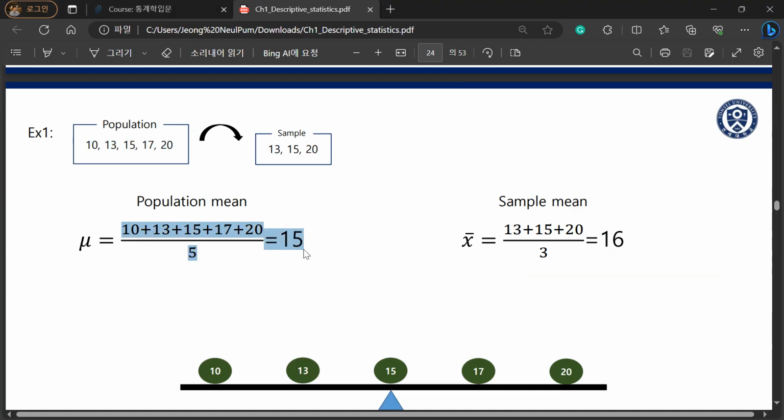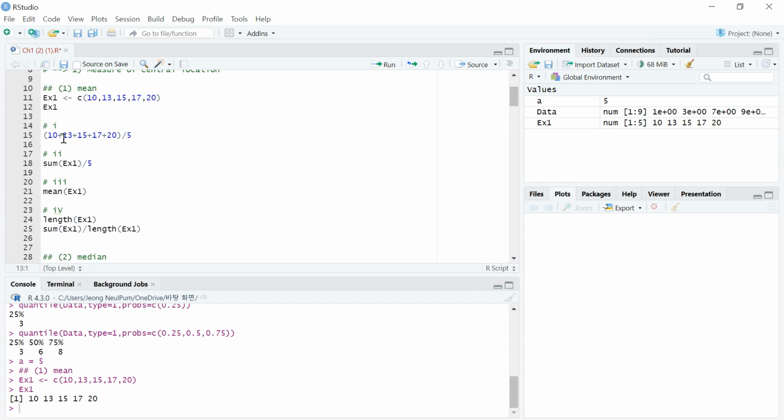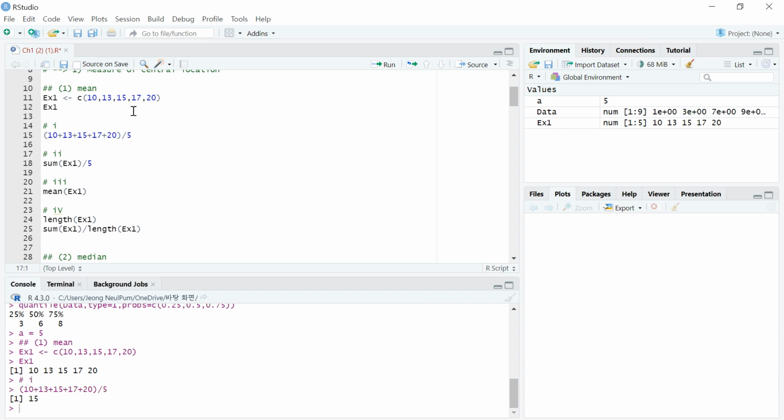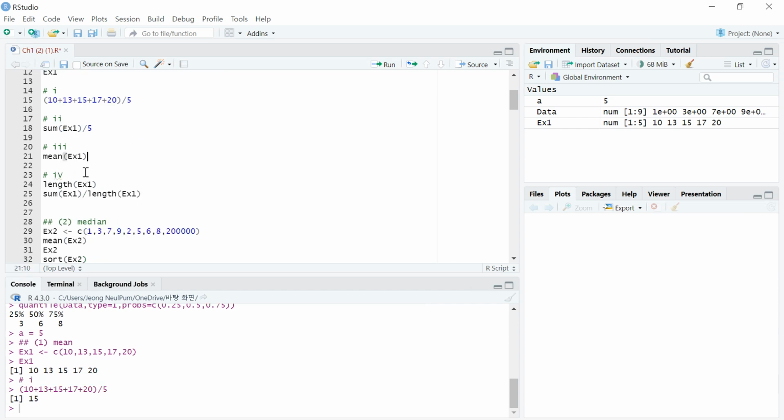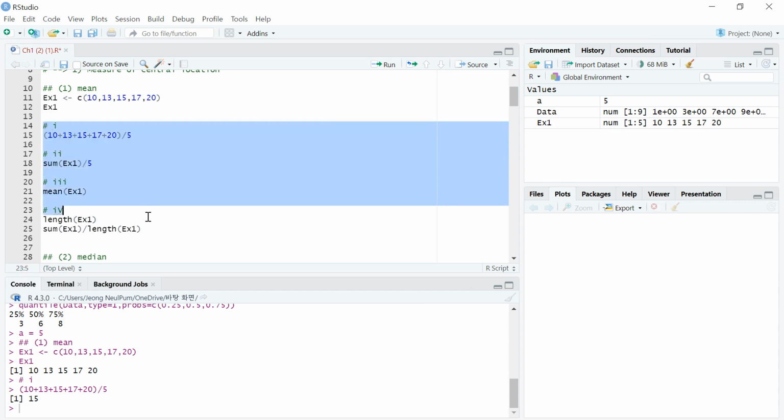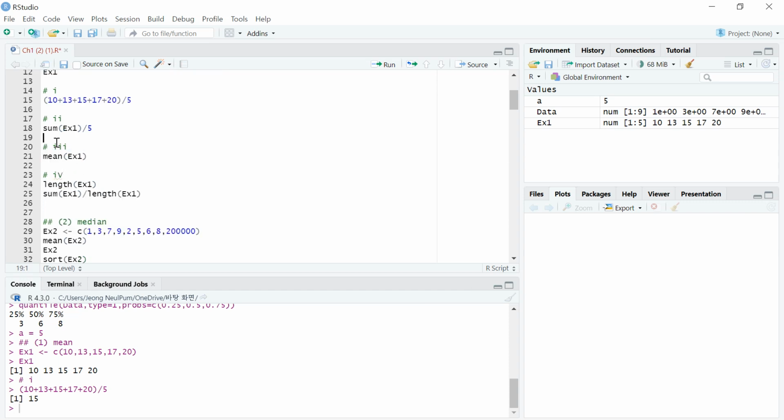Because this is the mean formula, the mathematical formula, we can do the same thing. We can sum up all the values and divide it by the number of the sample, which is 5. And the result is 15. And there are 4 ways of getting the expectation value, I mean the mean value. The second is that we can also use the sum function and divide it by the number of the sample, which is 5. And you can see that we get the same result as the previous one.